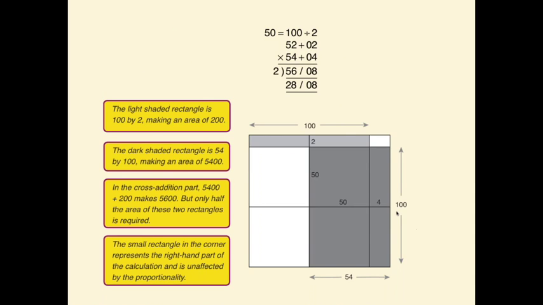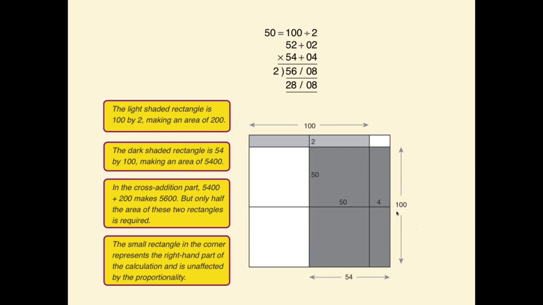Again, the light shaded rectangle along the top there has an area of 200. It's 100 wide and 2 units high. The dark shaded rectangle is 54 units wide and 100 units high, and so has an area of 5400. So if we add the dark shaded rectangle and the light shaded rectangle, we get 5600.